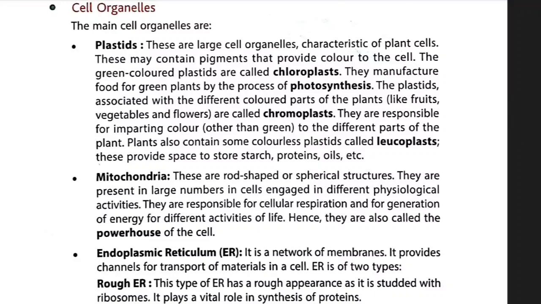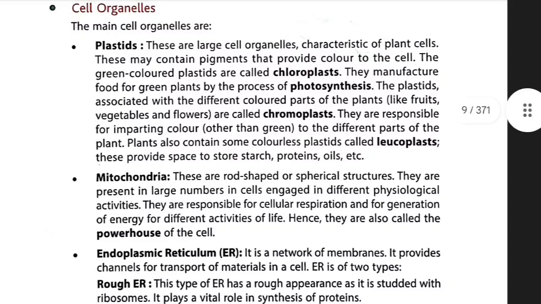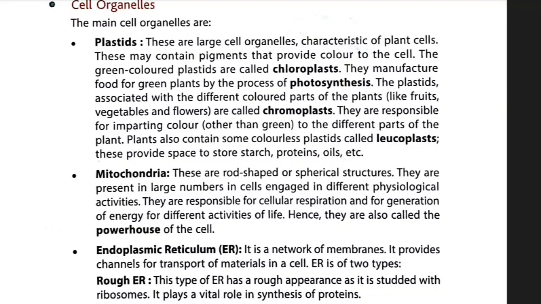So plastid is the organelle that helps in photosynthesis. It is only found in the plant cell, not within the animal cell. It is of three types: chloroplast, chromoplast, and leucoplast.